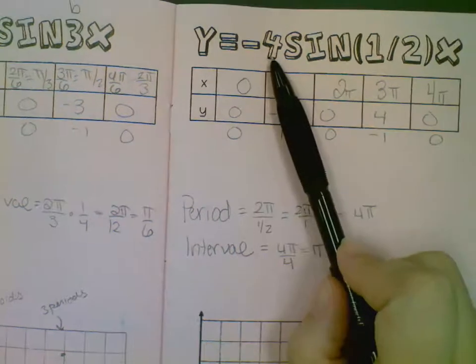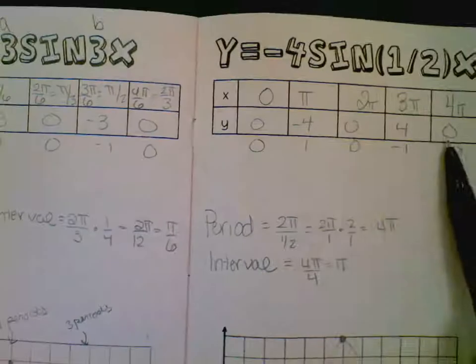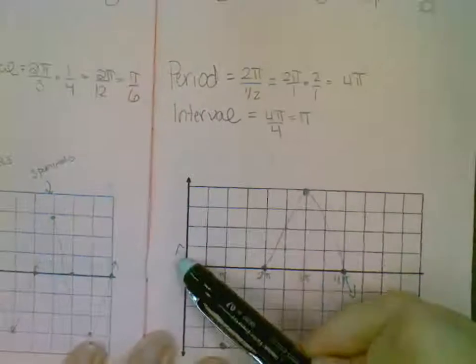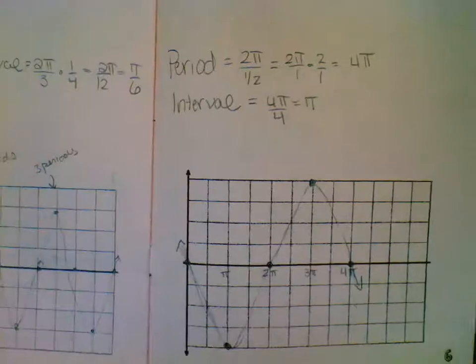Our amplitude is -4, so if we multiply those normal sine values by -4, we end up flipping our graph upside down. So instead of starting at 0 and going up, it's starting at 0 and going down, and then you can see the rest of the sine there.